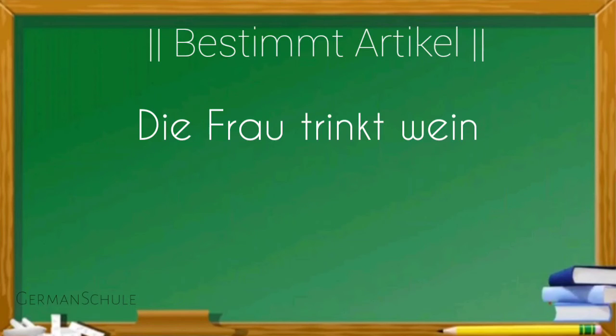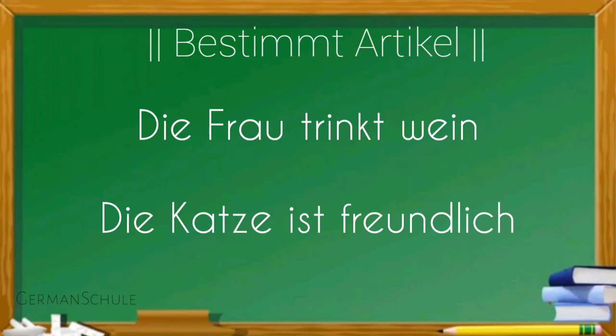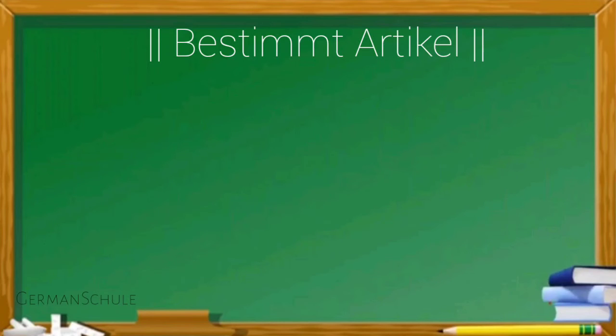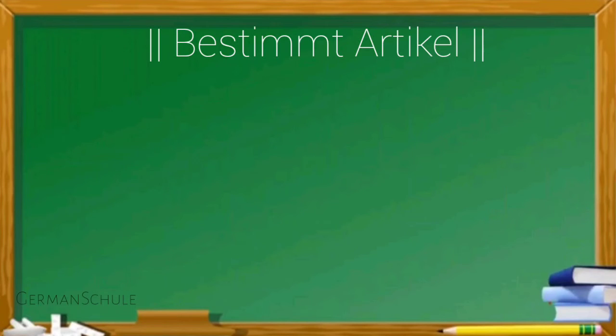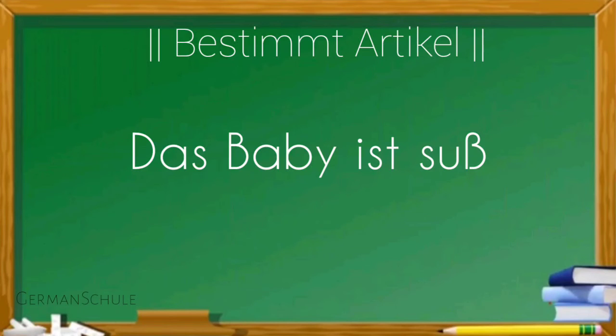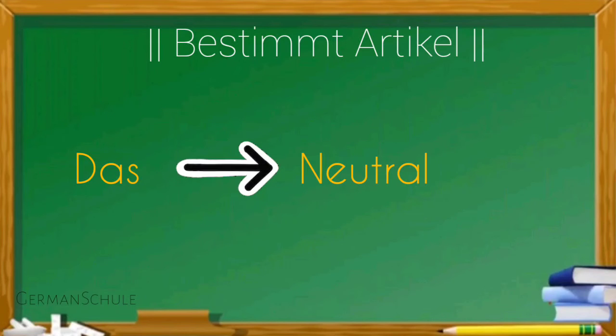Next, die Frau trinkt Wein. The woman drinks wine. Here, the article is die. Next, die Katze ist freundlich. The cat is friendly. Here, also the article is die. Hence, the article die is mainly used for feminine. The next one is das. Das Baby ist süß. Here you can notice Baby is the nominative subject and das is the article. Das is mainly used for neuter.